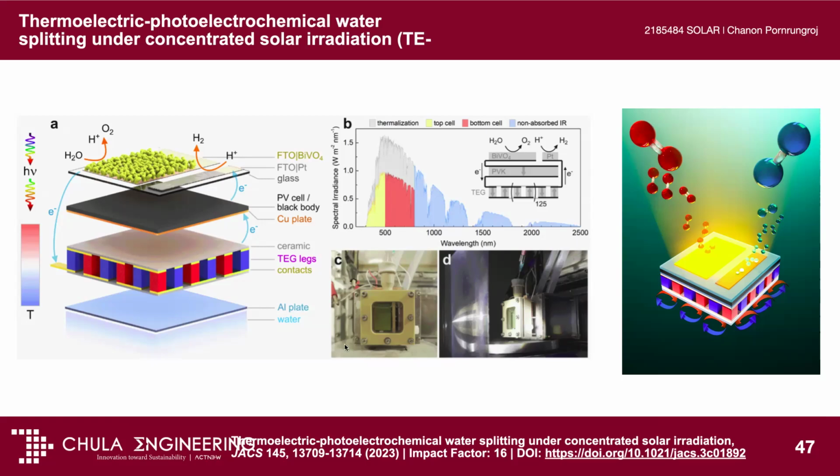You have hydrogen evolution on this, and then you have oxygen evolution on this. What you want to achieve from this design is to make the front part heat up while the back part is kept cool, because what thermoelectrics does is capture the heat difference between the cold and the hot and then generate electricity. So this is the diagram of how it looks.